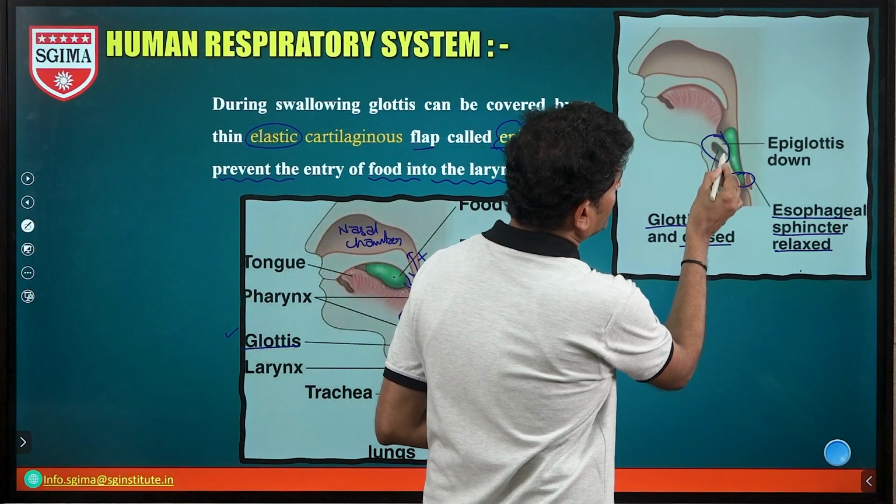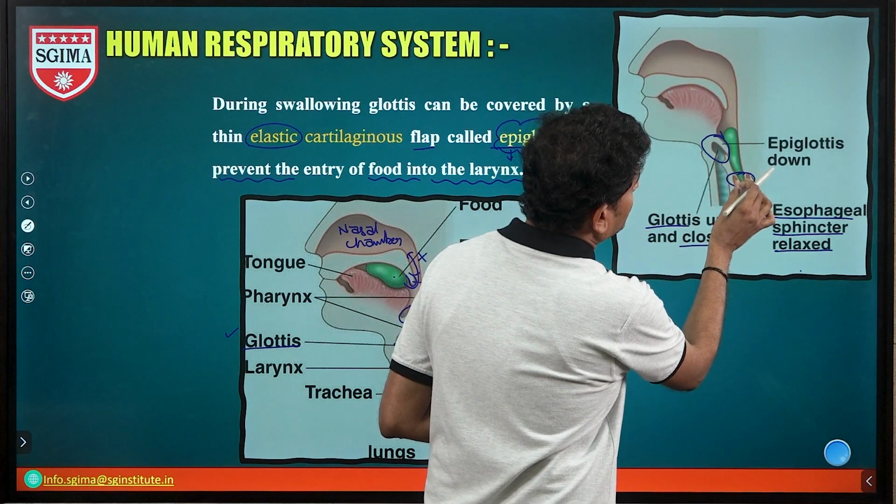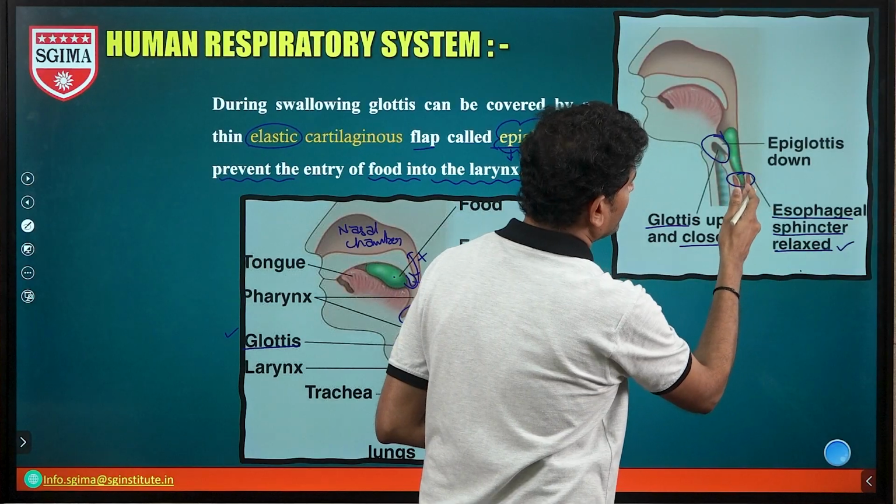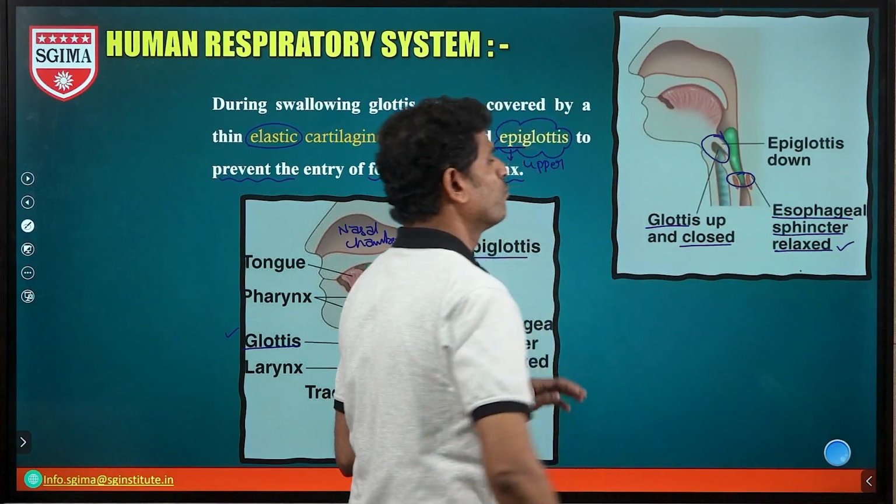Once the epiglottis has clearly covered it, the food pipe will be opened, that is, the esophageal sphincter will be relaxed, and then food or water will automatically enter the food pipe.